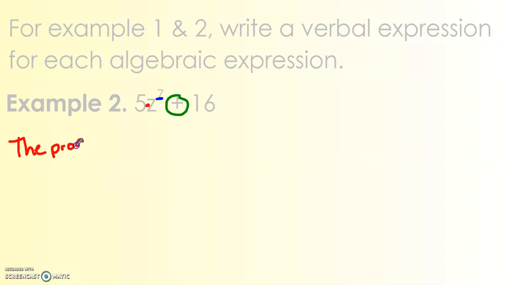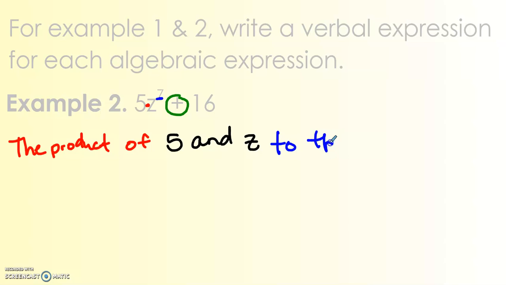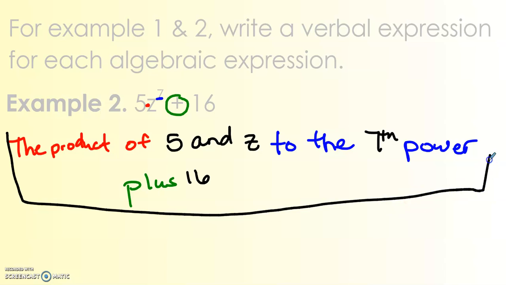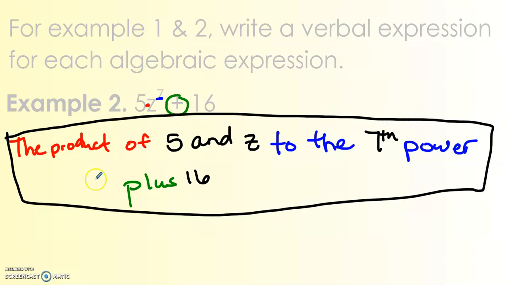The product of 5 and z to the 7th power, again, write that out, to the 7th power, plus 16. That's it. Box that final answer. You can always have someone check this by giving them your verbal expression and seeing if when they write it out, they get back what you started with.